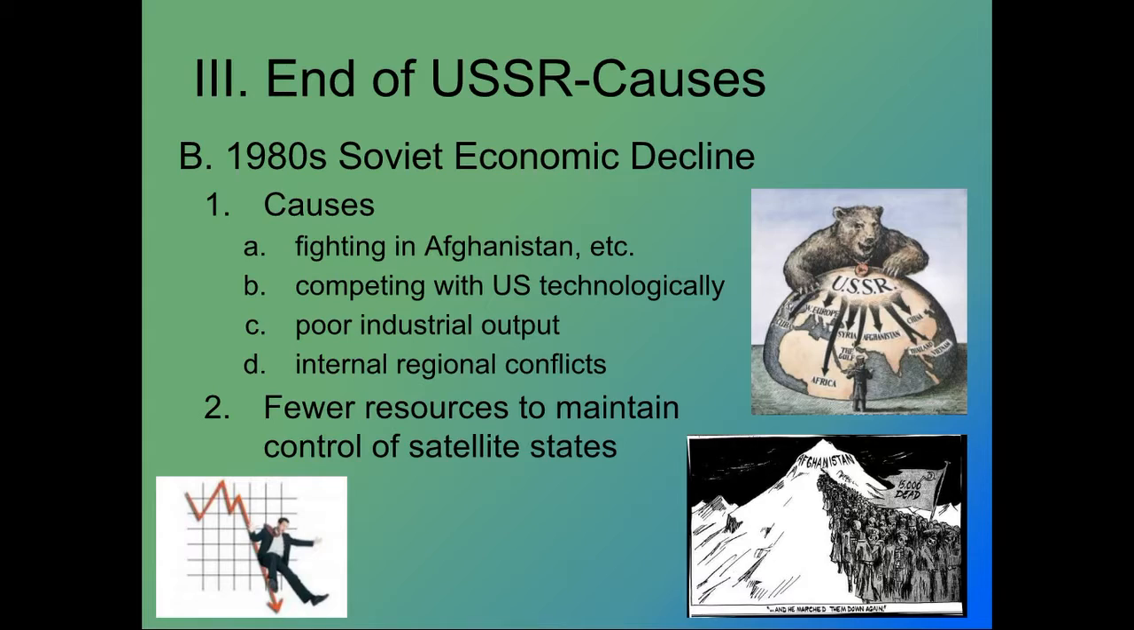The other thing to note is, in these next few slides, when we start looking at what's going on with the satellite states, we're going to remember this, because when the satellite states start rebelling, the Soviet Union cannot respond. They don't have the resources. And that's a direct result of this economic decline. All right, so let's talk about these satellite states.